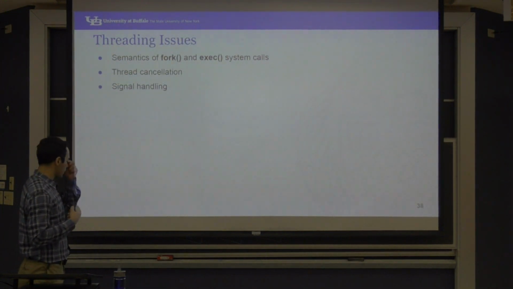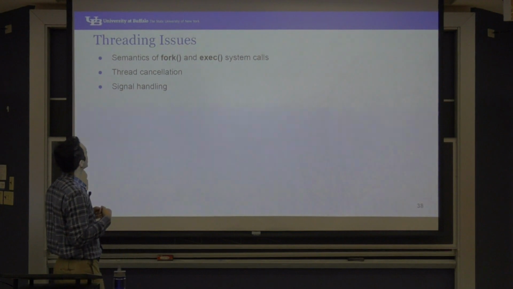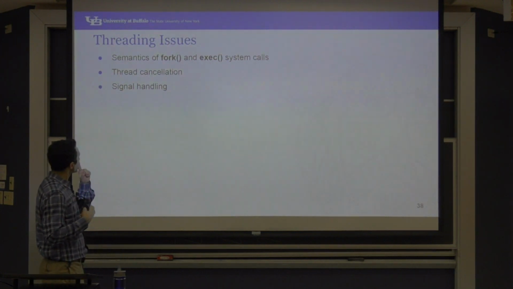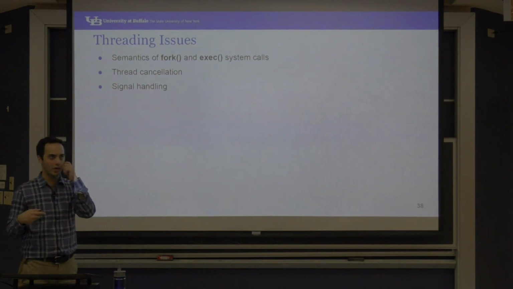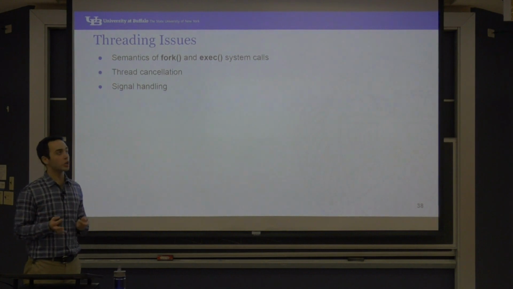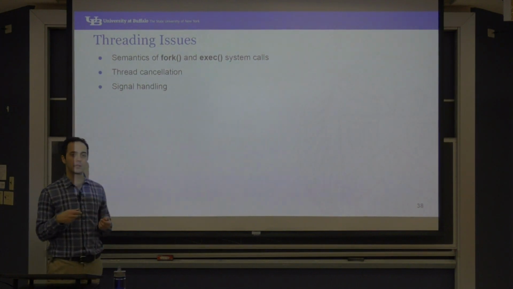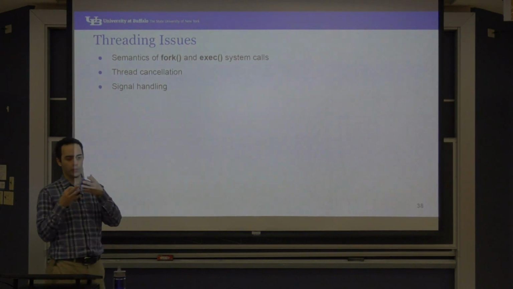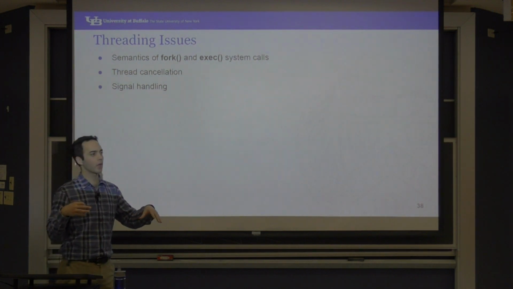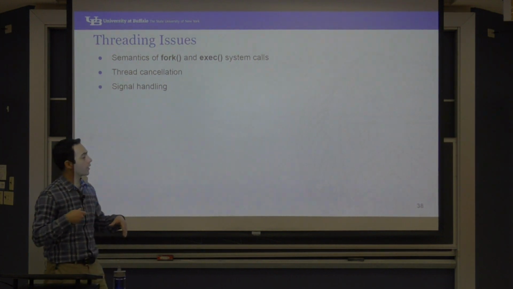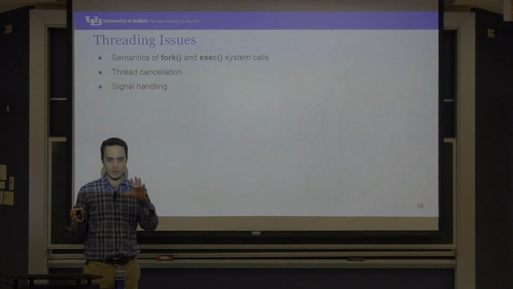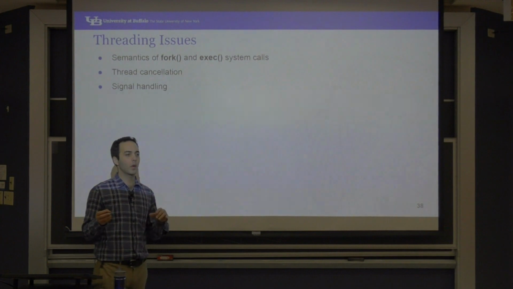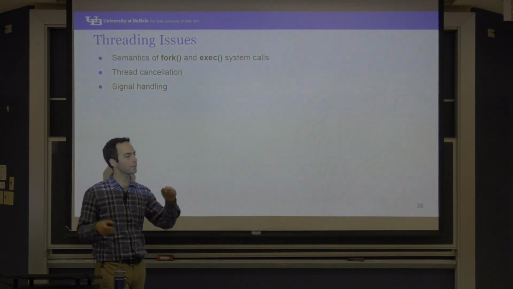So there are a few questions that might now be raised here. What happens with fork and exec? We talked about this last session in the process lecture. A fork is when a process wants to duplicate itself, and exec or execv is when a process wants to replace its code with another program, right?